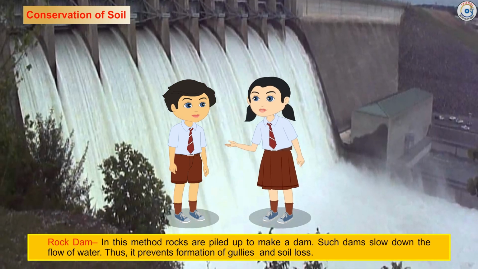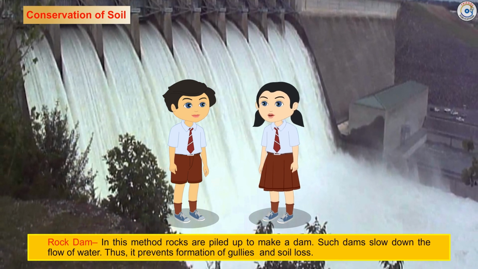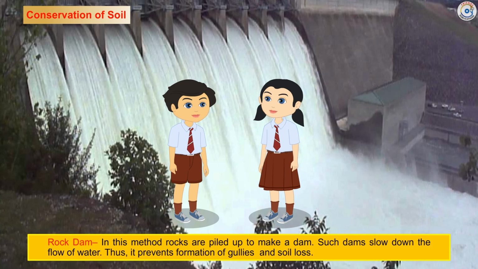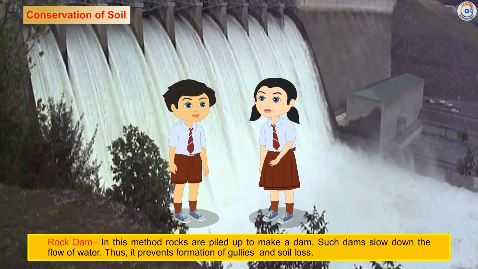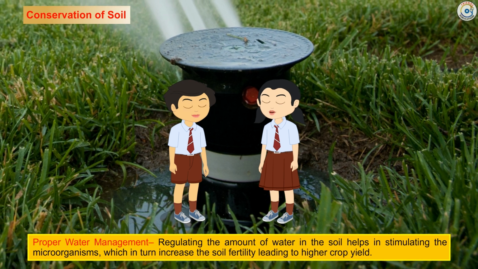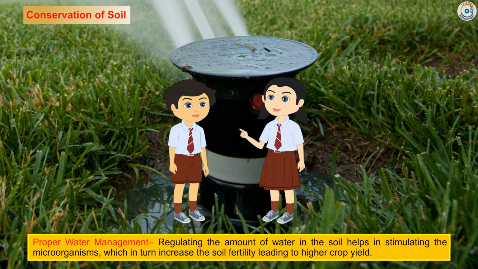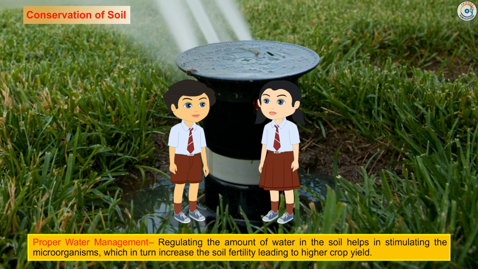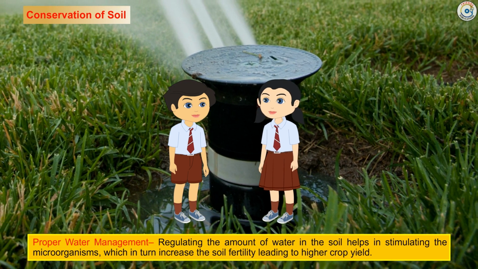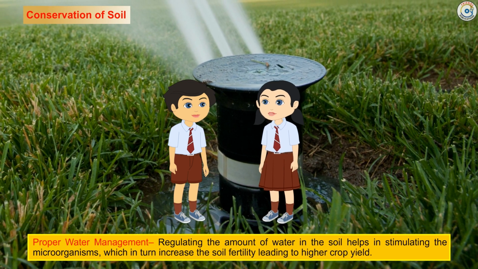Rock dam. In this method, rocks are piled up to make a dam. Such dams slow down the flow of water. Thus it prevents formation of gullies and soil loss. Proper water management. Regulating the amount of water in the soil helps in stimulating the microorganisms, which in turn increase the soil fertility, leading to higher crop yield.